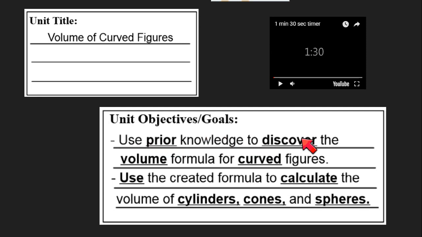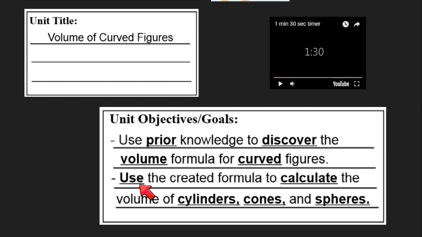Okay, so again, we're talking about volume. There's some formula that we're going to use, but you guys are going to kind of discover the formula. I'm not going to give it to you. Okay, let's go to the next one.